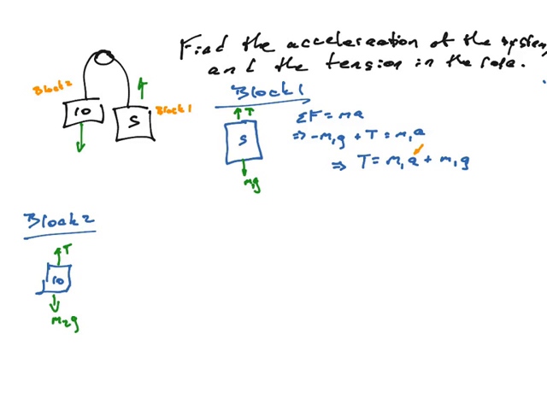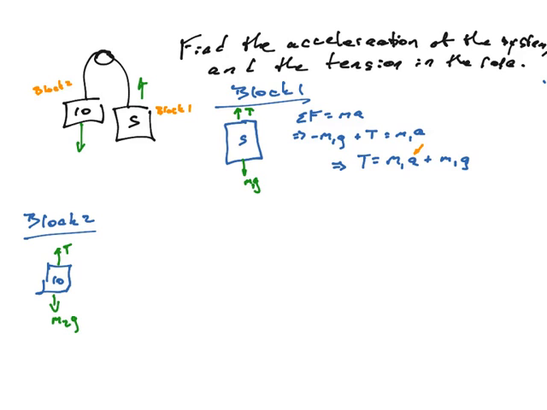And the rule is, if you have a single rope, then the tension is the same everywhere. What that means is the tension on block 1 has to be the same as the tension on block 2 because it's the same rope. You can't have one part of a rope feel more force than another part. The whole rope feels the same force everywhere on it. So this T on block 2 is the same T as block 1. That's why I don't have to call it T1 and T2 or something like that. It's just T.